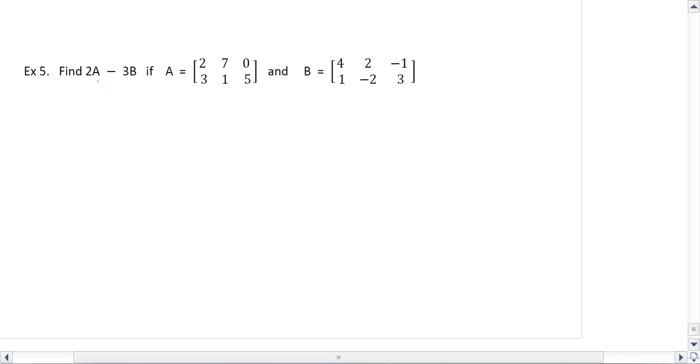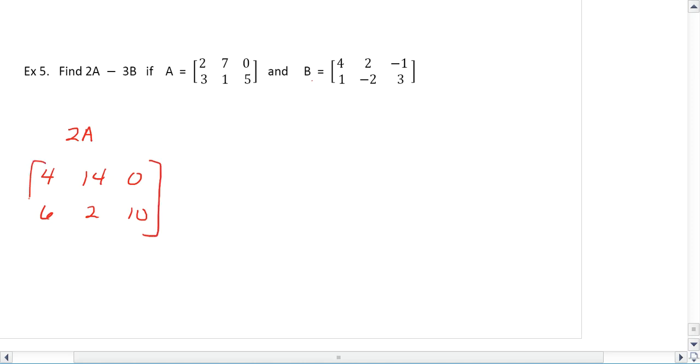All right, now we're going to put some of our skills together here. We're going to be asked to find 2A minus 3B, given that this is matrix A and here's matrix B. So let's just do this one step at a time. Let's find 2A first. So we're going to take every element of A and times it by 2. So I get 4, 14, 0, 6, 2, and 10.